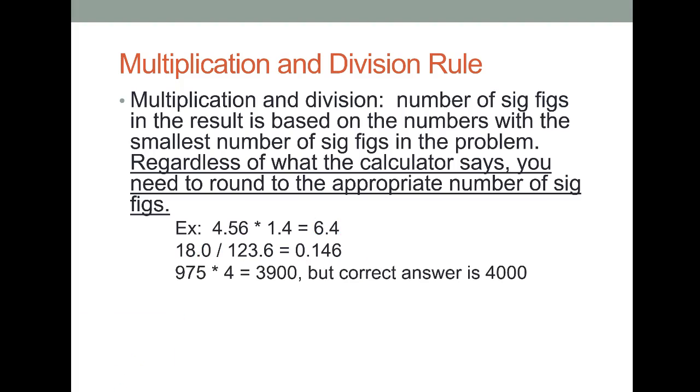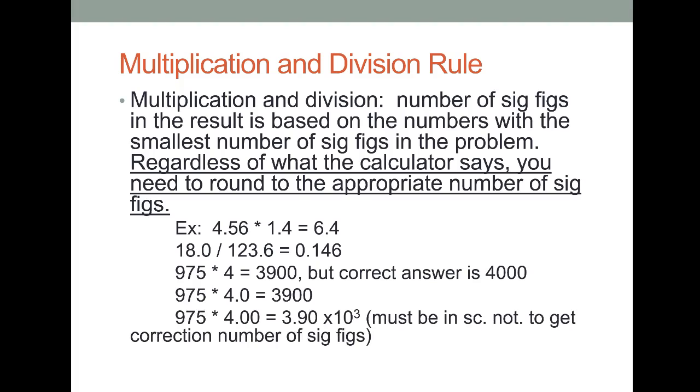Okay, now I'm going to show you these guys. So 975 times 4 is 3,900. That is what it says on the calculator. However, if we're following sig fig rules, that has 3, this has 1. My answer is only allowed to have 1 sig fig. So that is what I have to write. Even though 3,900 is a little different, there's some uncertainty associated with that 4. I have to keep it 4,000.